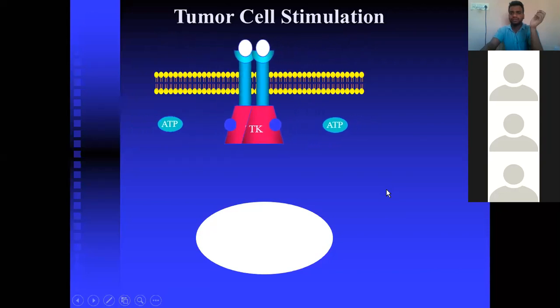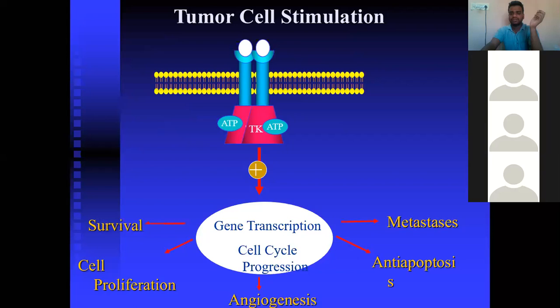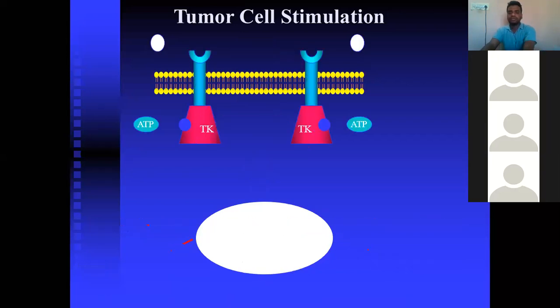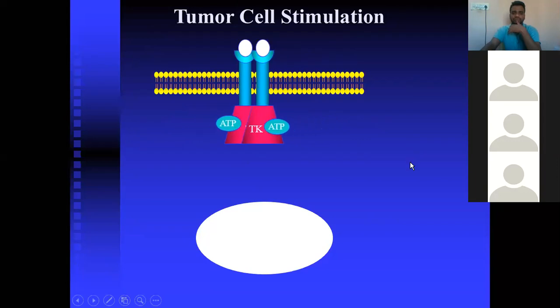The receptor and ligand fuse, and then the intracellular signaling pathway goes into gene transcription, cell cycle, everything happens. This is the normal mechanism. This is how it happens. Now I'll show you what happens with the drug.